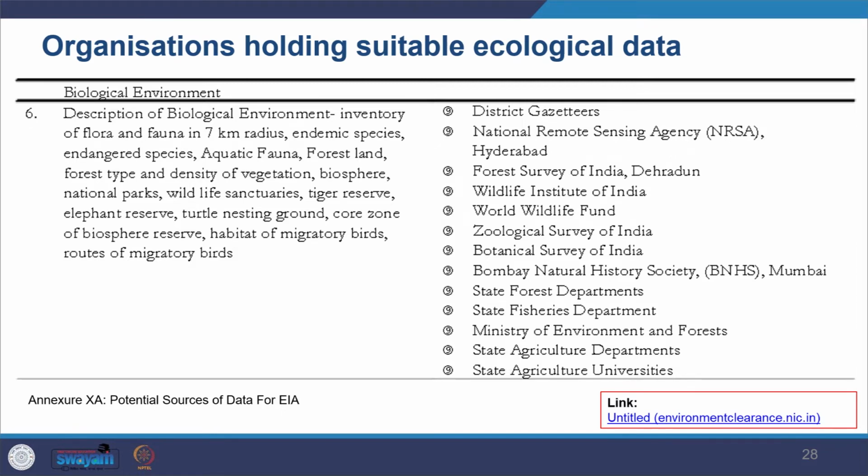You can look at the National Remote Sensing Agency, NRSA, and then you can also look at the Forest Survey of India, Wildlife Institutions of India, Wildlife Fund, Zoological Survey of India, Botanical Survey of India, Bombay Natural History Society, State Forest Department, State Fisheries Department, Ministry of Environment and Forest, State Agriculture Department, and agriculture universities. So these are the possible sources of data which you see here.